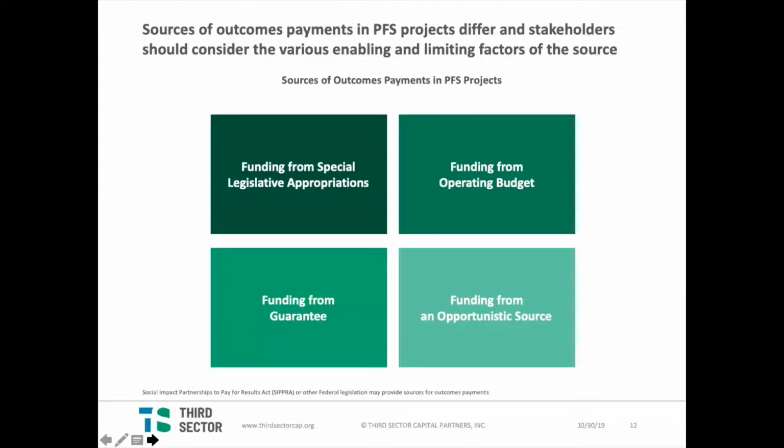Before we get into those examples that we'll talk through, and I'm going to be joined by my colleague here at Third Sector, John Grossman, we'll quickly review some of the four sources and ways that we've categorized them as sources for outcomes payments. In this diagram, we have four buckets. One is funding coming from special legislative appropriations, two is funding coming from operating budgets, three is funding coming from a guarantee, and four is funding from an opportunistic source, which we'll be sure to explain and talk a little bit about the project where we applied that lens of thinking.